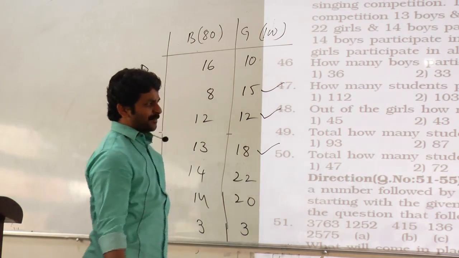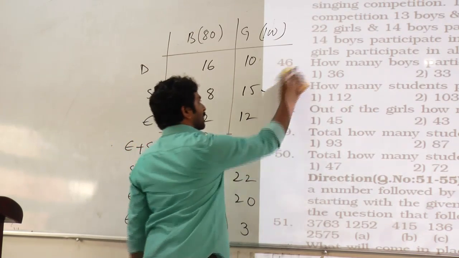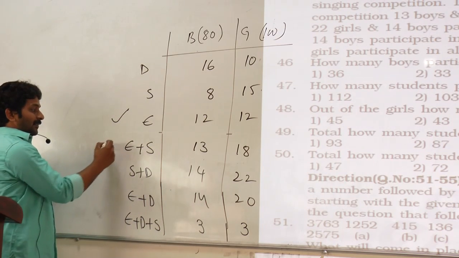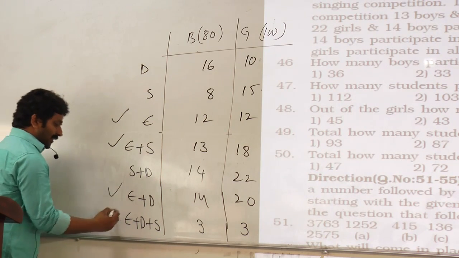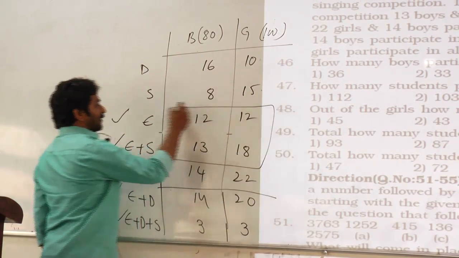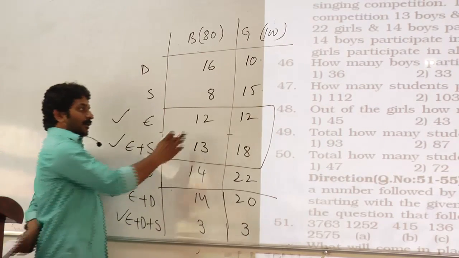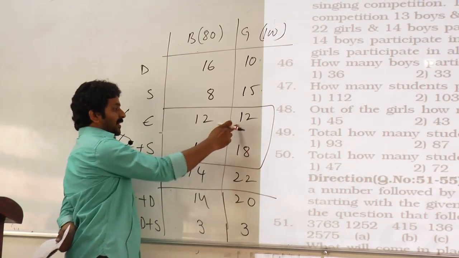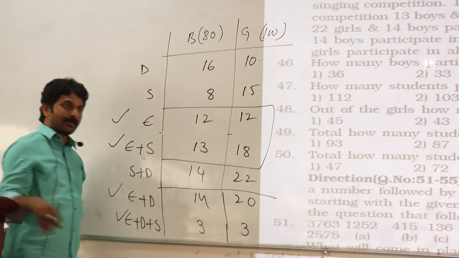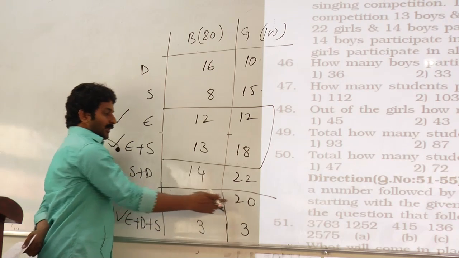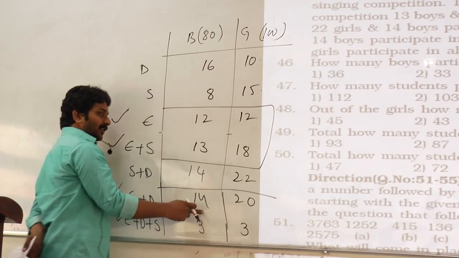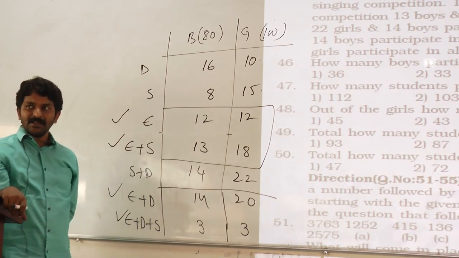How many students participate in elocution competition? Elocution. First, third, fourth and then last 2. Sum of last 2 and then these 2. 10, 20, 30, 40, 50, 55. Keep it aside. 10, 30, 33, 36, 40. Already we have 55 plus 40, 95.